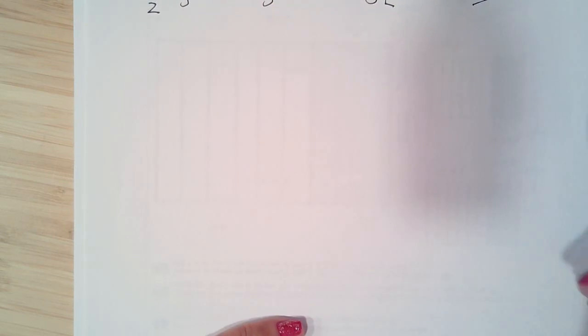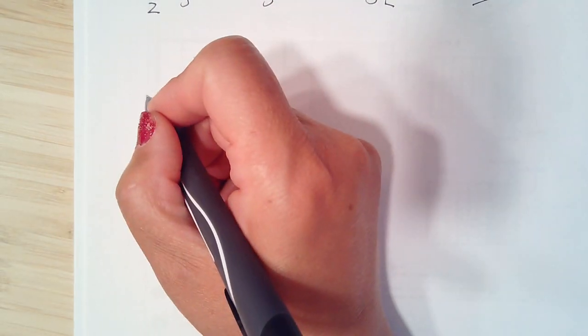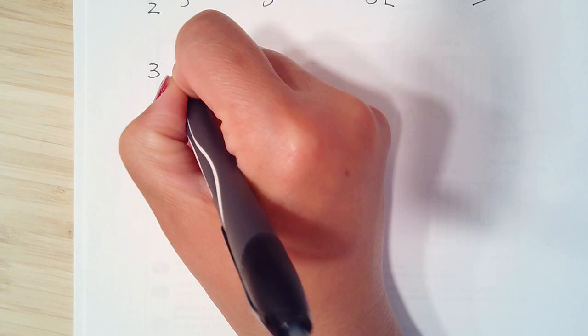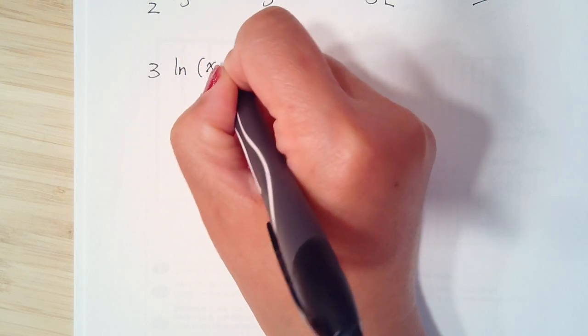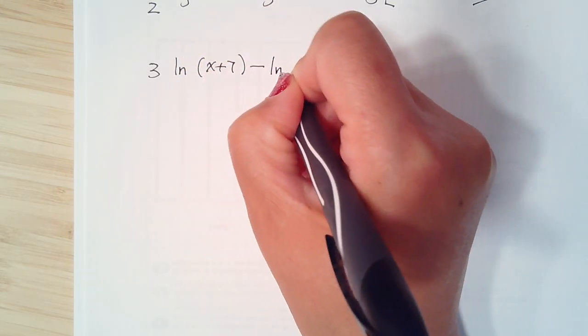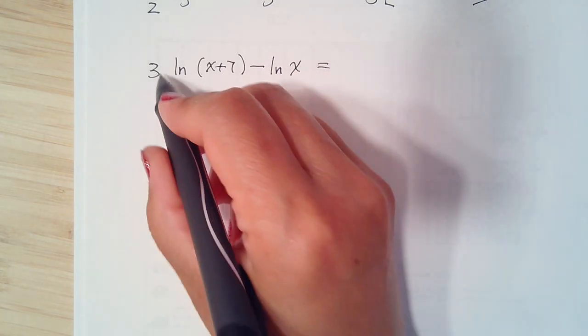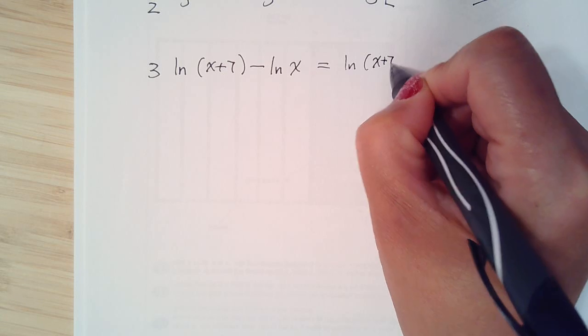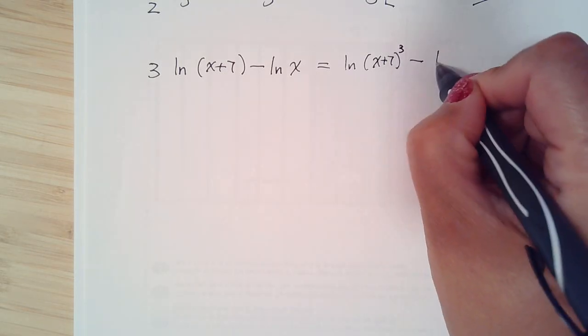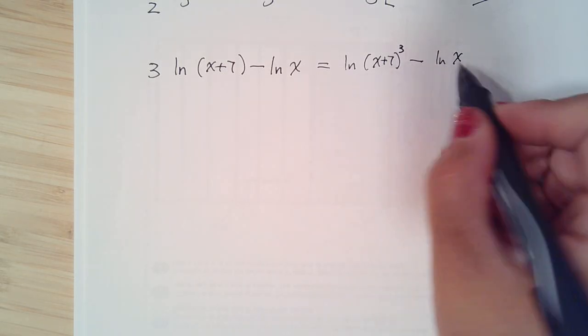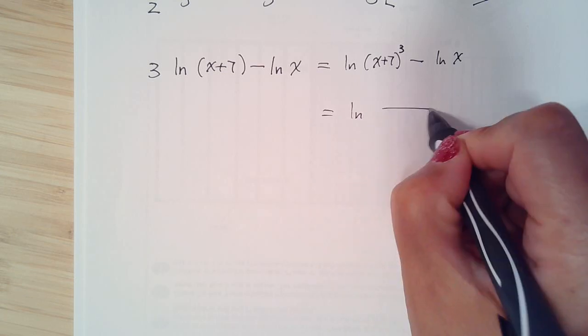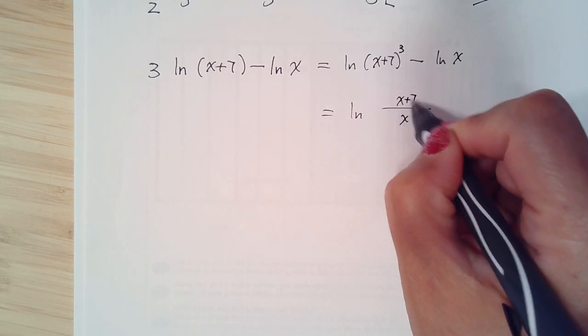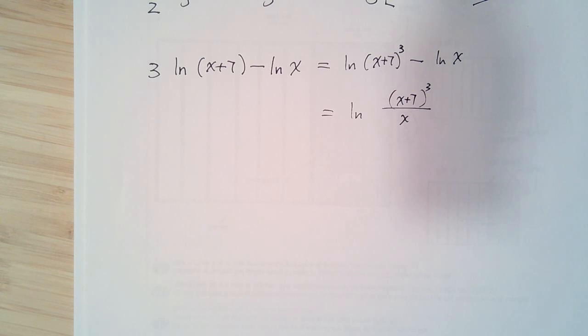All right, next one is 3 ln of x plus 7 minus ln x. So first of all, I bring this 3 on top, so that will be ln of x plus 7 to the third minus ln x. So ln minus ln, which is ln of x plus 7 to the third over x. Okay.